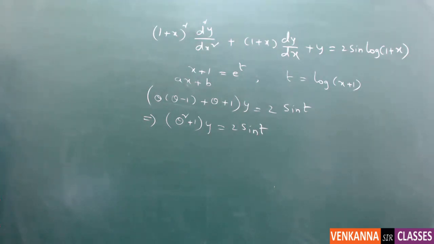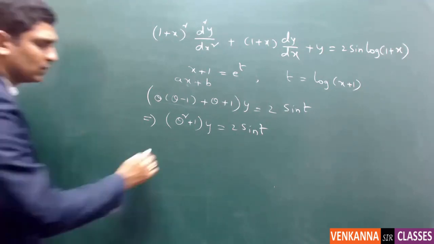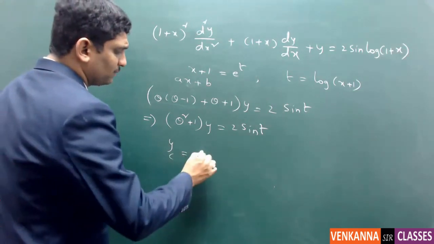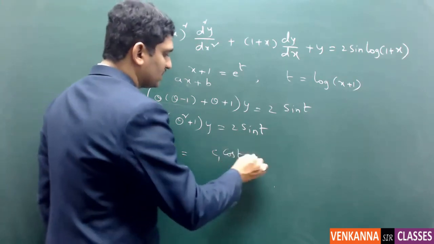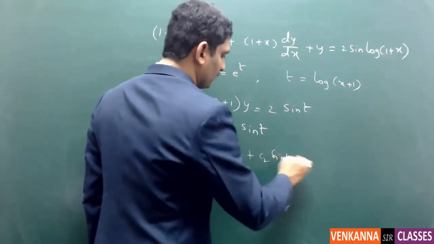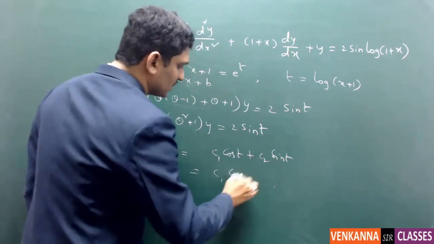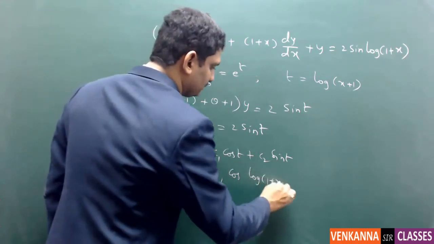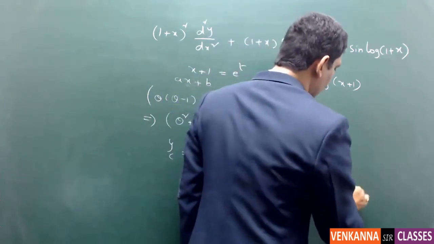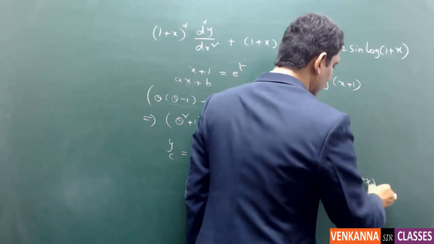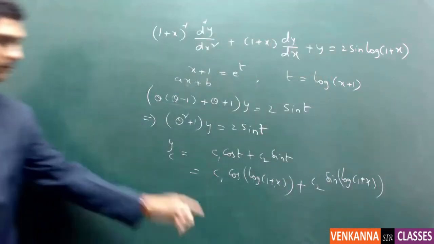Now I think that you can have the correlation between Cauchy-Euler and Legendre's, everyone. Initially, I have taken a simple problem for you. Right. So if you write yc, it is C1 cos t plus C2 sin t, nothing but C1 cos log of 1 plus x plus C2 sin log of 1 plus x. It will come like that. Accepted?